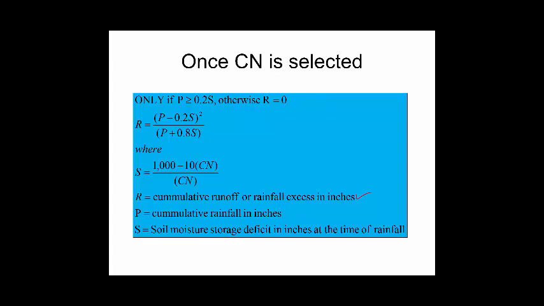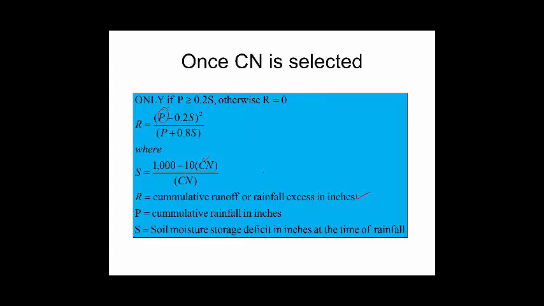by calculating the curve number, right? So you have the curve number, you calculate S, which is the soil moisture storage deficit in inches at the time of the rainfall. And so this P here, it depends on the storm selected. And so you calculate the curve number.